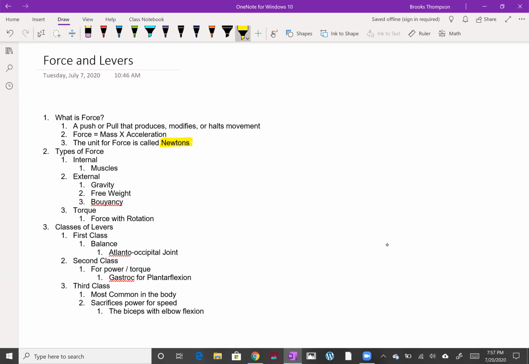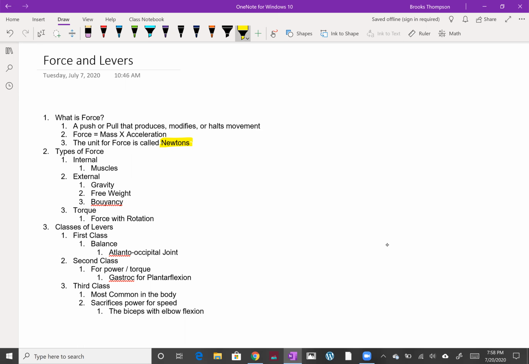force that causes movement. What causes your arm to fall to the ground? Gravity. What causes your arm to float in water? Buoyancy. What makes it harder to lift your arm? What makes it slower? A free weight, for example. And all of those forces can be turned into a rotational force called torque.